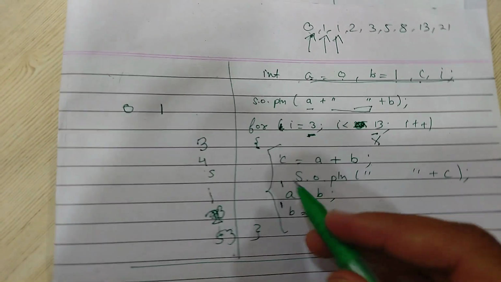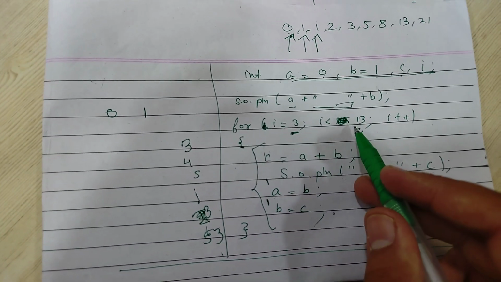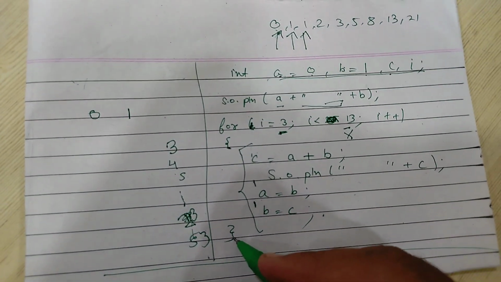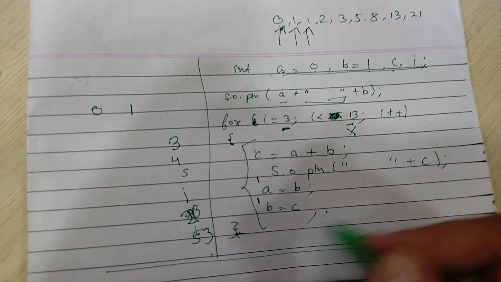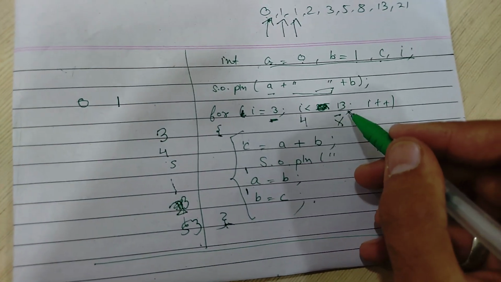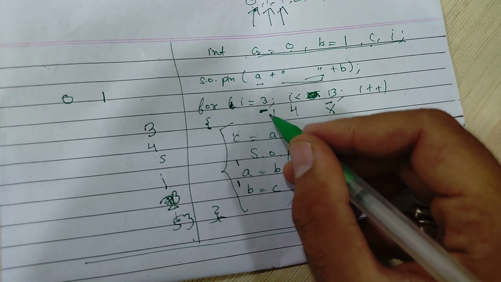Right? Now we know that the behavior of a for loop is that it will run until the condition is false. So when it started, it was 3. When the execution comes here, it will become 4, and then 4 will again be checked here. Is 4 less than 13? Yes, it's true, so we will go inside the loop.